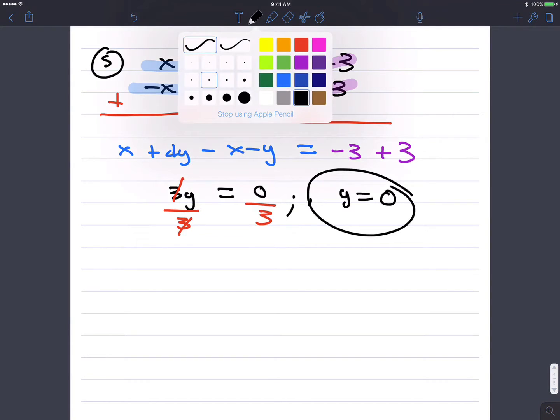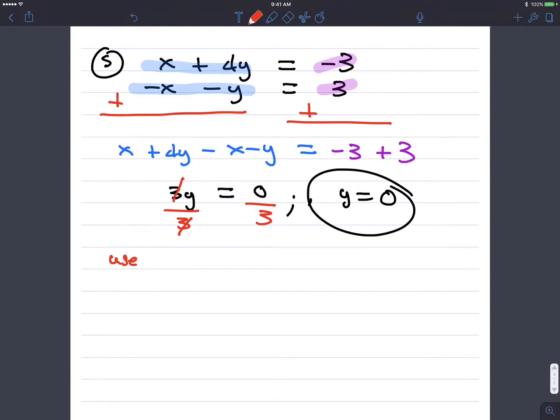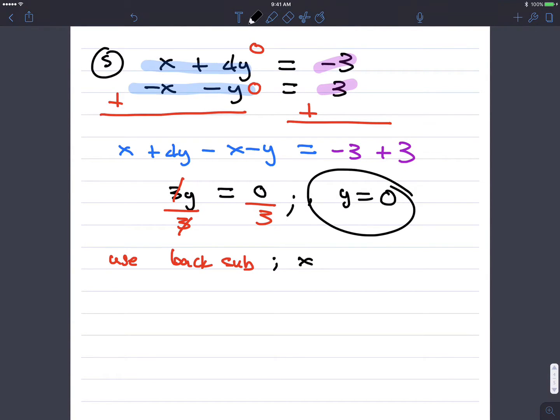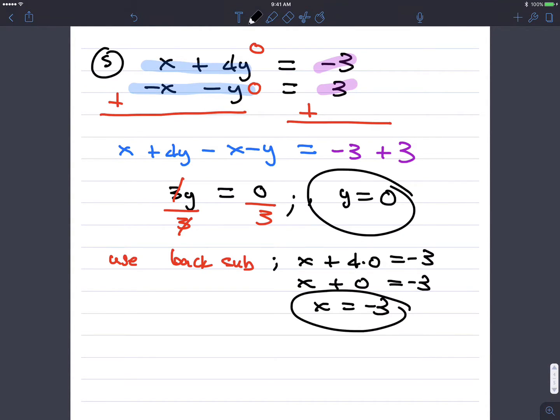We're going to use back substitution to obtain the x coordinate. So y is 0 here. I'm going to use my first equation. I think that's easiest. I find x plus 4 times 0 is -3. 4 times 0 is 0. x plus 0 is just x. My x coordinate is -3. -3 comma 0 is the solution to the first equation.